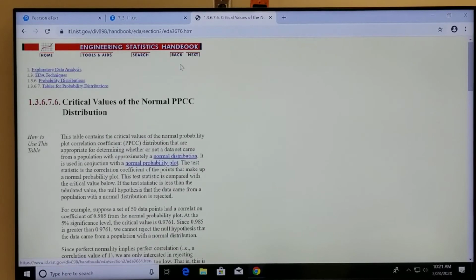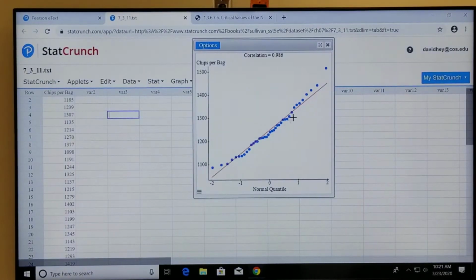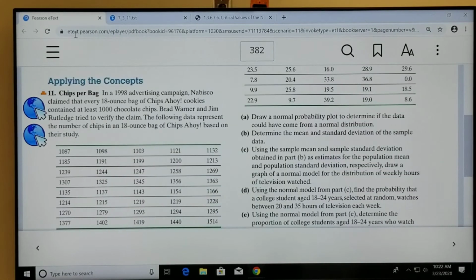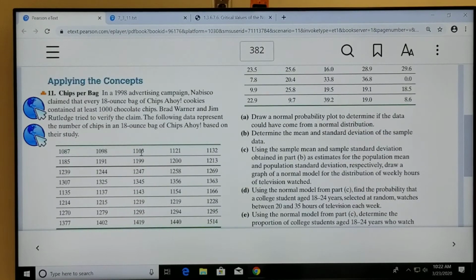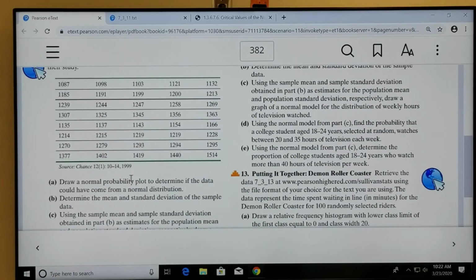Another way to approach this is to just look at this plot. These dots are all pretty darn close to this line, and the correlation is really pretty large. So I think it's pretty safe to say, even without actually looking up a critical value, that this variable is normally distributed. So it's not a great question, just in the sense that the book didn't provide you with a table that really allows you to answer the question fully, but that's the idea.